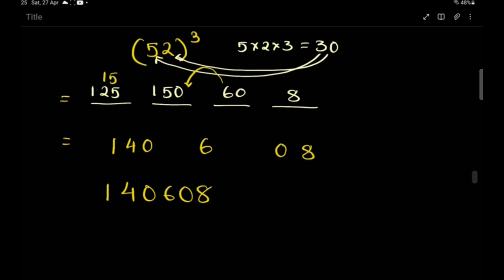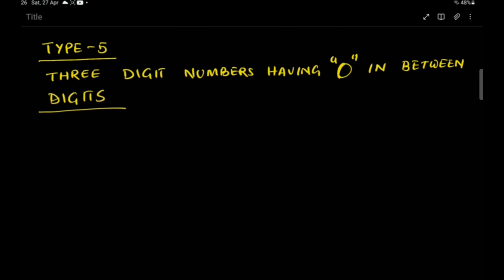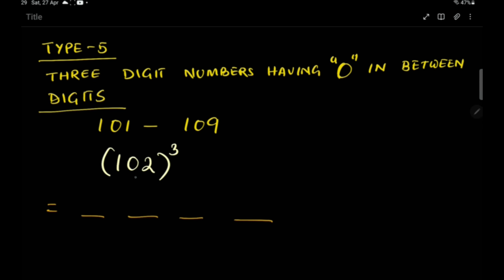Let us learn this trick for the 3-digit numbers having 0 in between digits. For example, the digits from 101 up to 109. Let us find the cube of 102. Let us write the answer like this. I am marking these 2-digit numbers. Hence, we need to remember to bring 2-digit numbers in the answer. 1 cube is 1 and 02 cube is 8. But we have to write 2 digits. So we are writing 08.